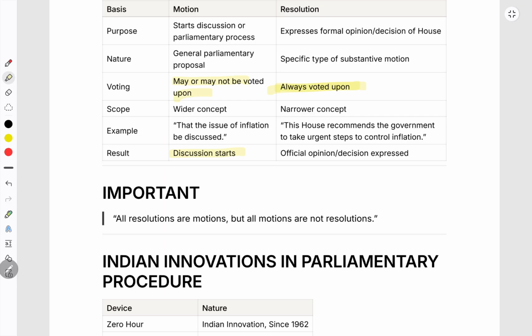If suppose there is a motion, then we'll say that the issue of inflation be discussed. But if it's a resolution, then it will be said like this: this house recommends the government to take urgent steps to control inflation. Okay, so see the difference in language.